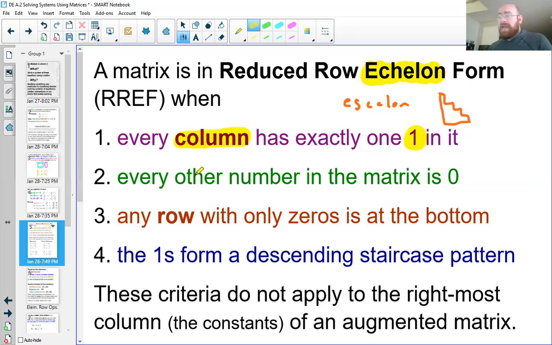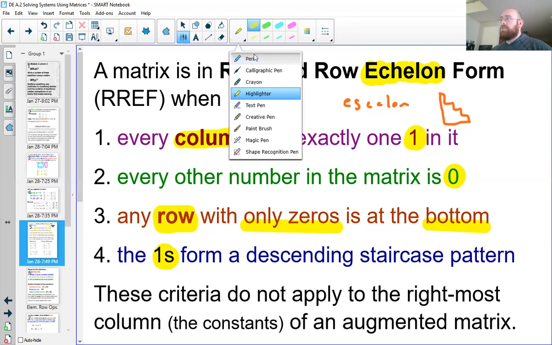The second thing, every other number in the matrix is 0. So our matrix is full of 0s and 1s. Any row with only 0s is moved to the bottom. And lastly, the 1s in each column form a descending staircase pattern.